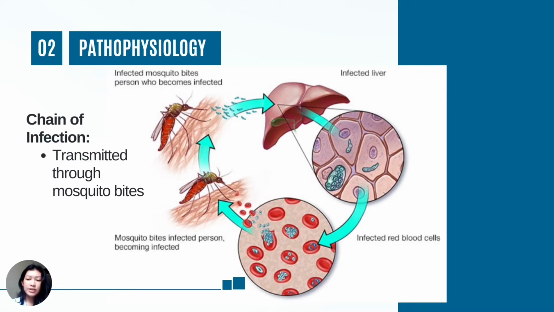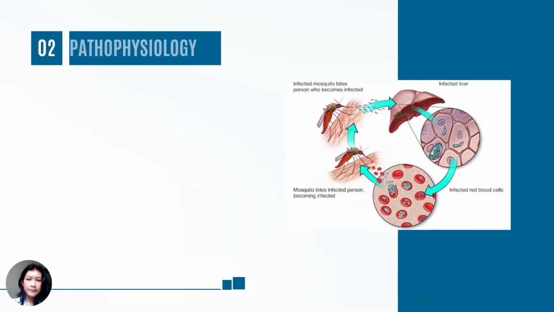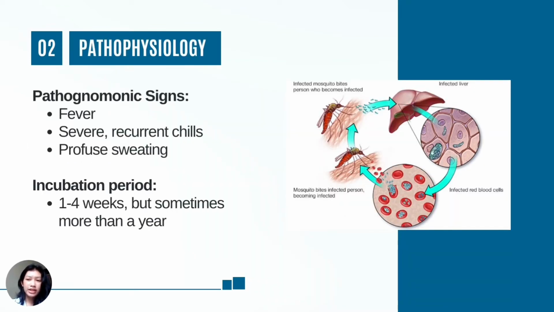Then the parasites will mature, leave the liver, and infect red blood cells. Now, when your RBCs are infected, they will manifest pathognomonic signs, and these are fever, which is in the hot stage, severe recurrent chills, which is in the cold stage, and profuse sweating, which is in the wet stage. All of these are associated with the rupture of the red blood cells. When you are infected with malaria, you will be incubated for 1 to 4 weeks, but sometimes more than a year.